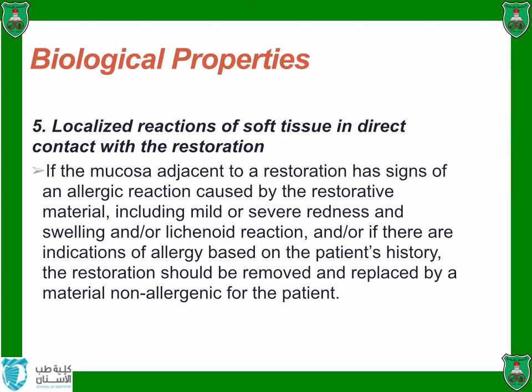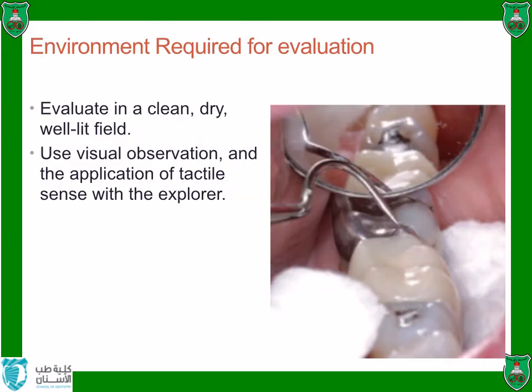And finally, after we know all the properties that we need to check for each old and new restoration, we should know that the environment required for evaluation should always be a clean, dry, and well lit field. And you need to use visual observation and the application of tactile sensing using a blunt explorer. For vision, if you have a problem in your vision, you might use loupes or any other magnification instruments. And then you should examine the tooth from all the surfaces with a careful examination with the blunt probe.